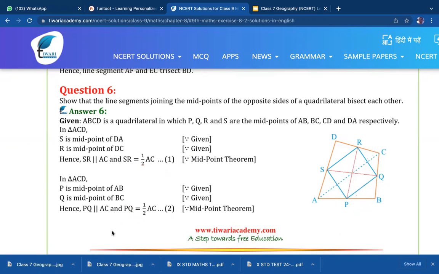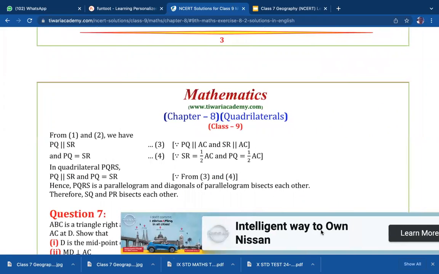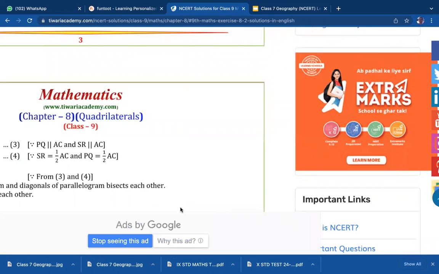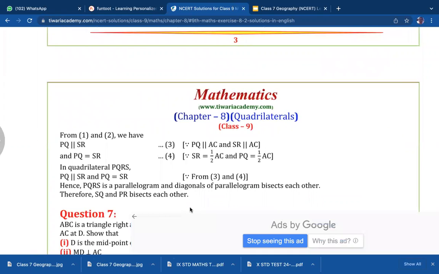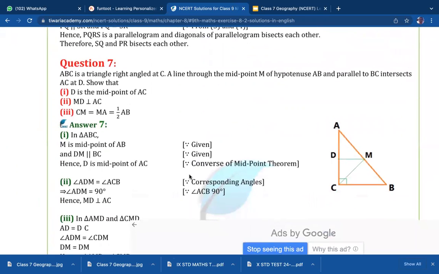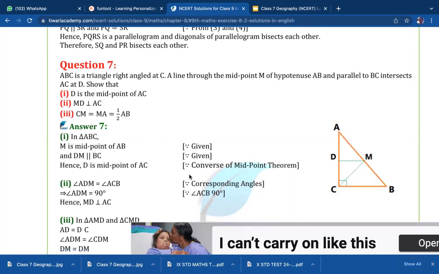Let me go to the next question. Question number 7. We're coming to the end of the exercise. So students who need some assistance in other chapters, please let me know so that we can do those exercises also. Tiwari Academy is a very good website where you have the solutions also given.